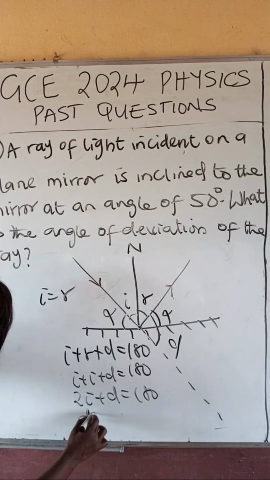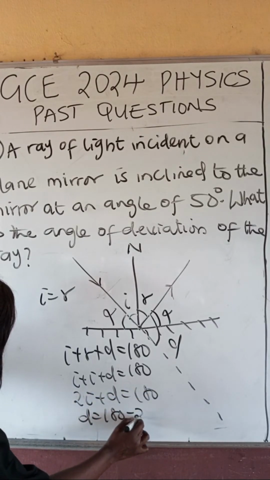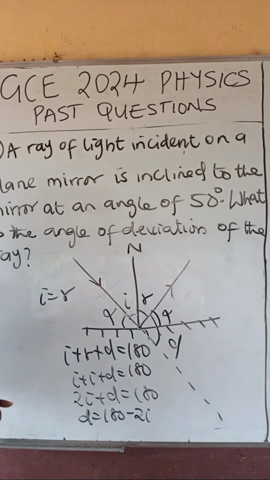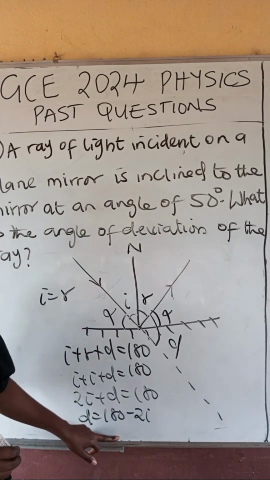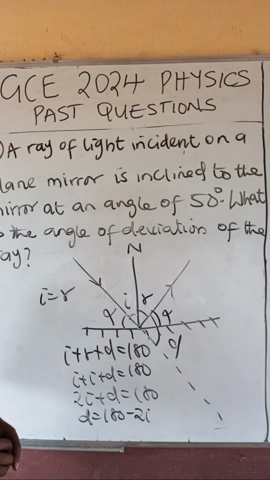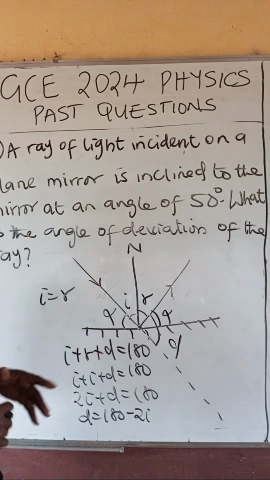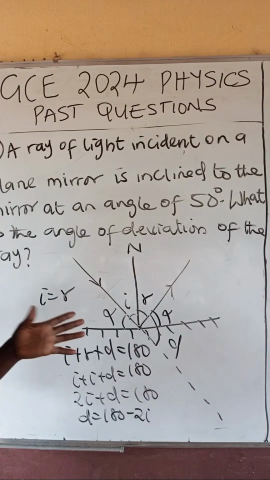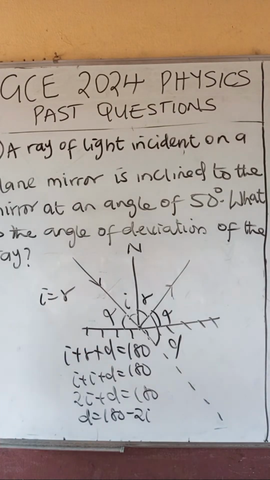So what happens to my D? My D is 180 minus what? 2I. Okay? So if you're asked to find the angle of deviation, this is how you can generate the formula for the angle of deviation. And that is what we are going to use to solve our problem. Is that clear? Right.